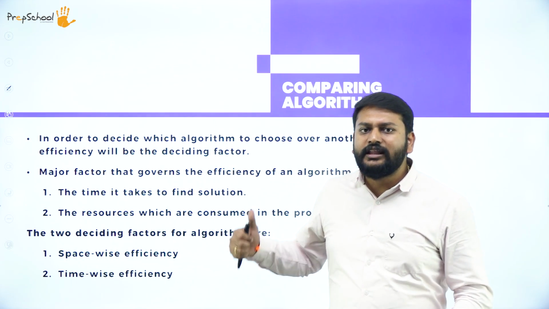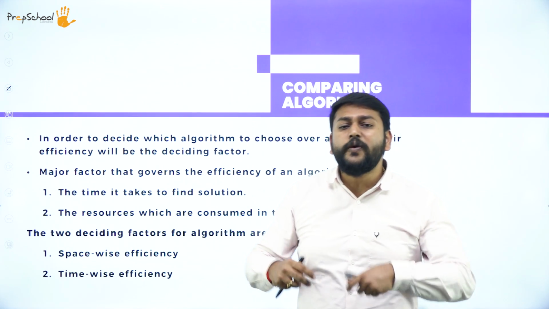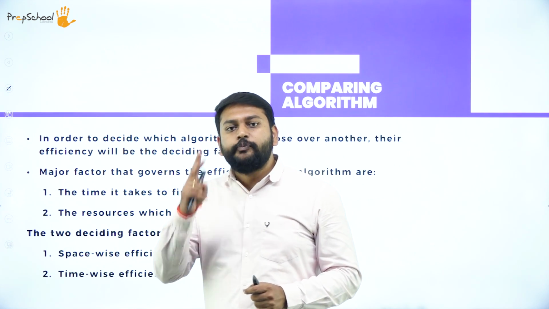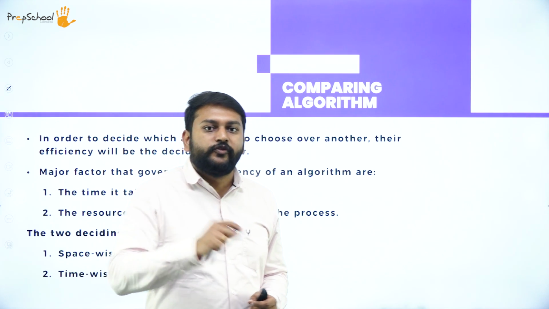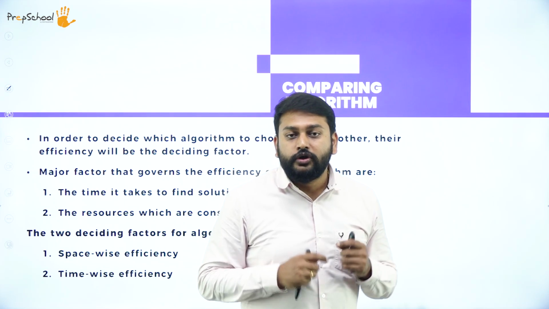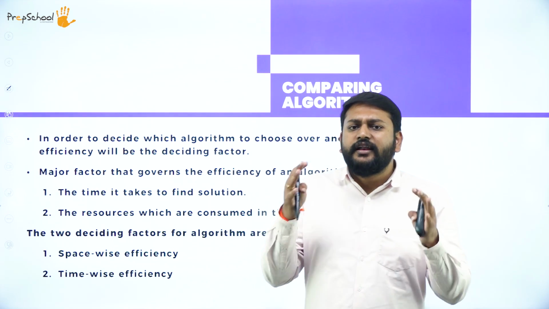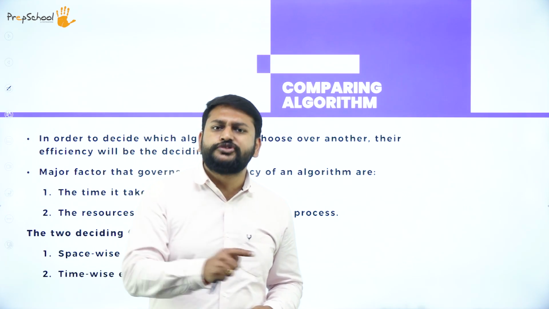As I told you in the beginning, in the last slide, if I have 30 different algorithms from 30 students, how do I select the particular algorithm? So guys, basically two important things that I will be considering. One is time complexity, another one is space complexity. The algorithm I have written should take very less time, and it should take very less space. Only then I will choose that algorithm.